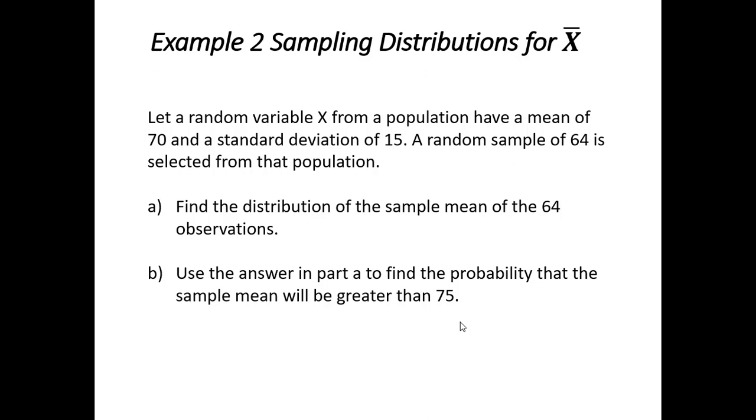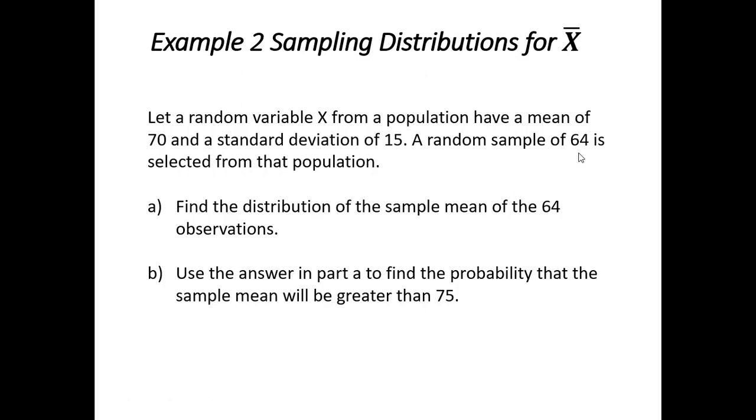On to example 2, another example involving the sampling distribution for x bar. Suppose we have a random variable x from a population that has a mean of 70 and a standard deviation of 15. A random sample of 64 is selected from that population. Notice no other information is given about this, right? We don't know if this is normal, exponential, or something else. But it doesn't really matter because we have a sample of size 64.